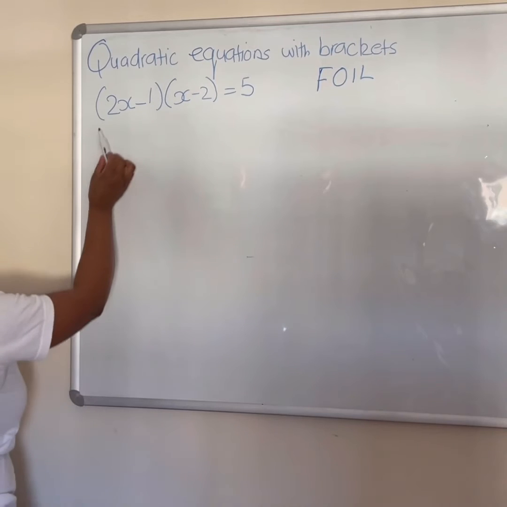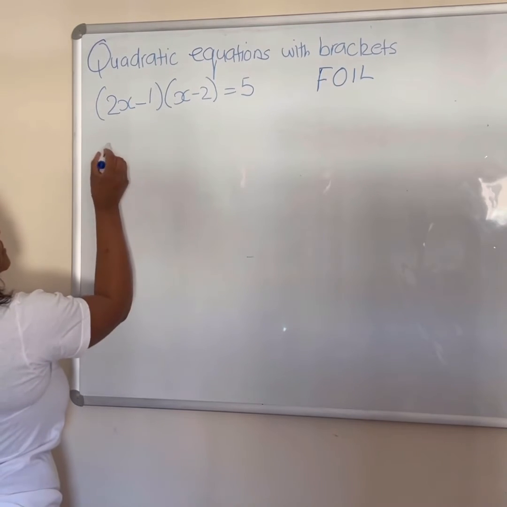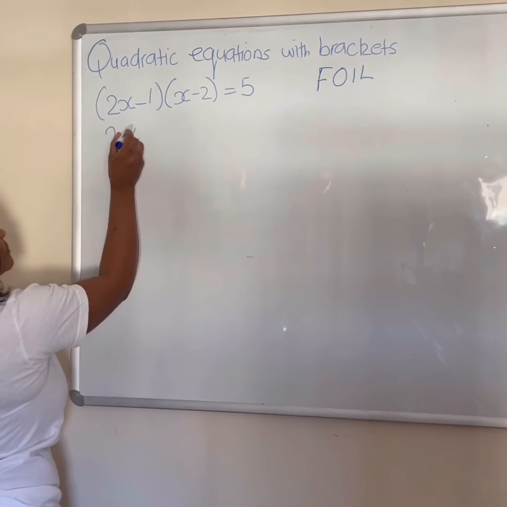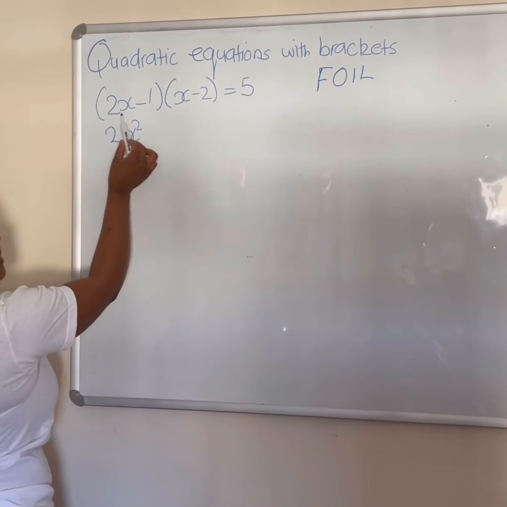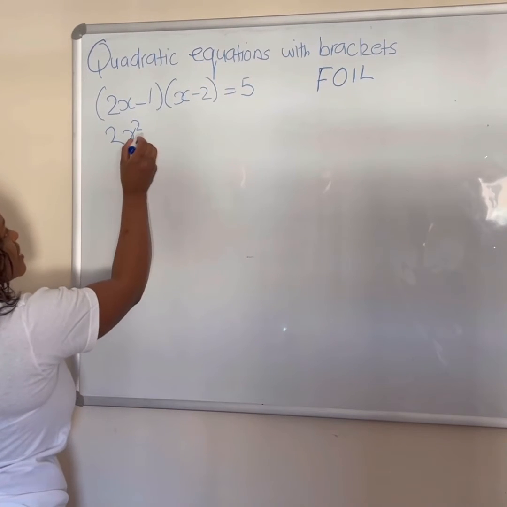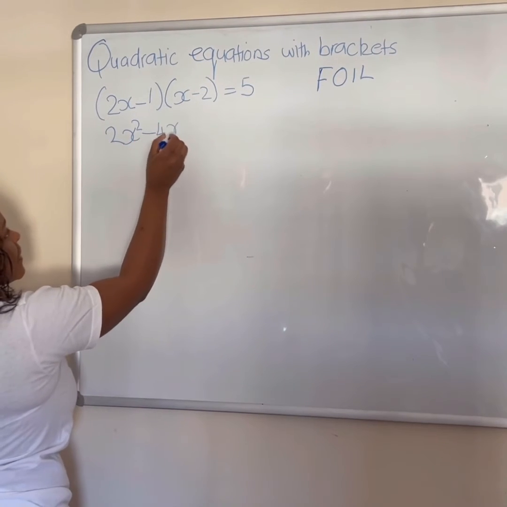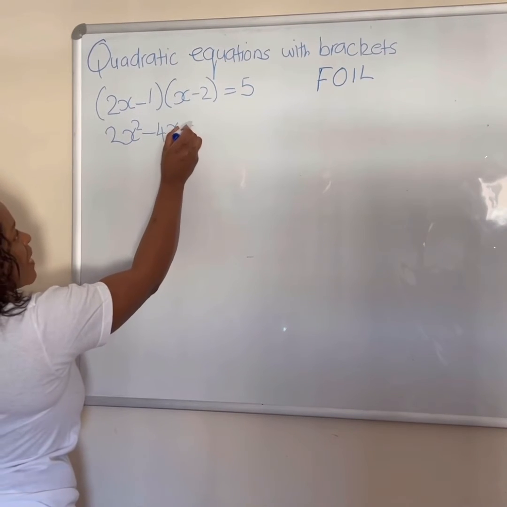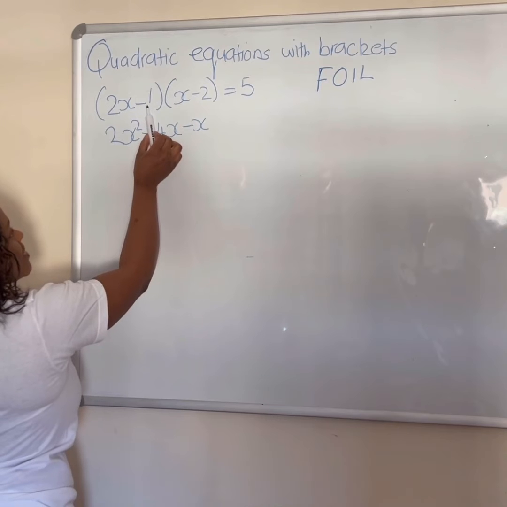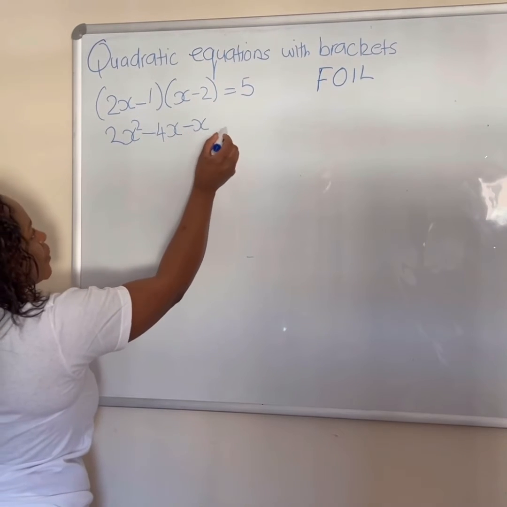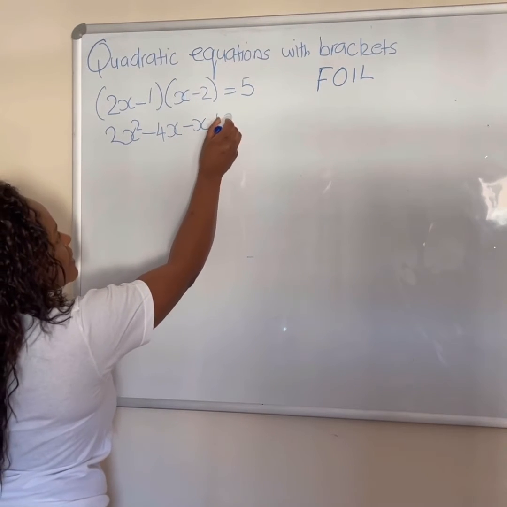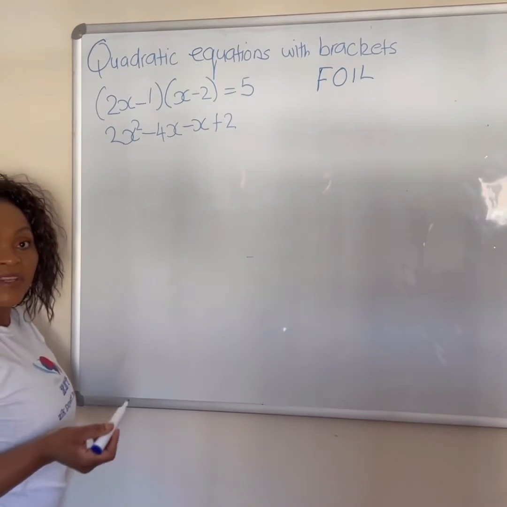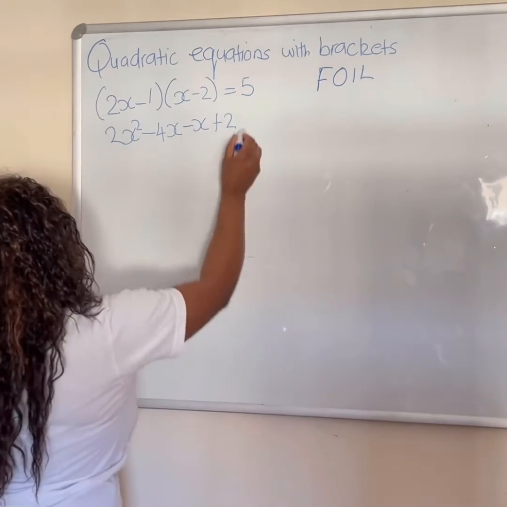Which means 2x times x, which is 2x squared. Then 2x times minus 2, which is minus 4x. Then we do the inner, minus 1 times x, which is minus x. Minus 1 times minus 2, which is plus 2. Remember, a negative and a negative becomes a positive. This will give me a 5.